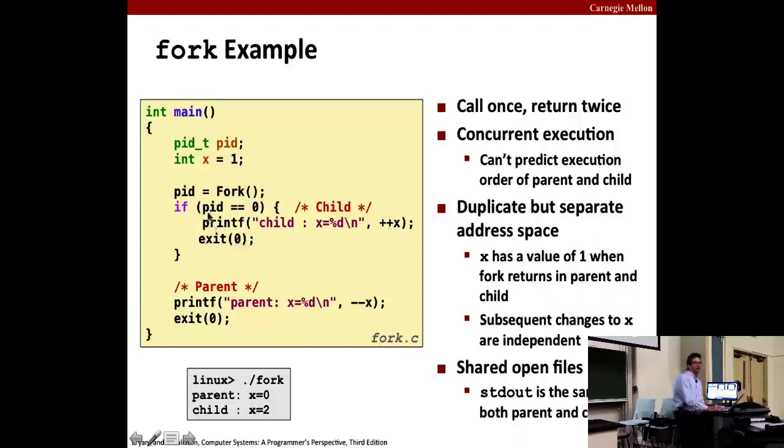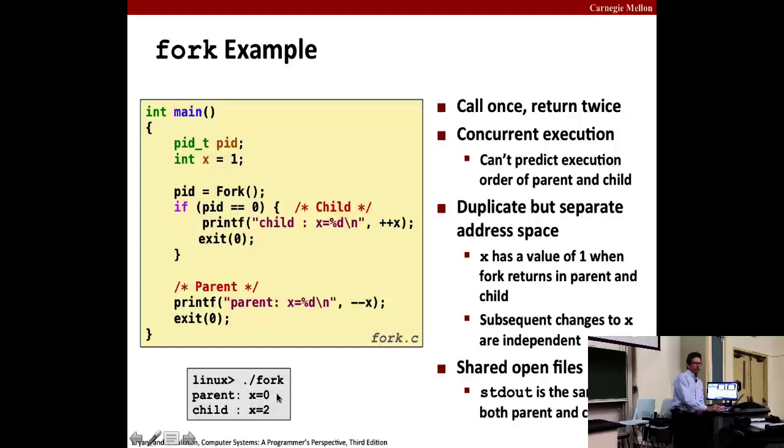In the parent, when we check this process ID, it's going to be non-zero because it's the process ID of the child. So the parent won't execute the body of this conditional. The parent will execute this printf, and in the parent we decrement x before we print it. So the parent prints out 1 minus 1 is 0.